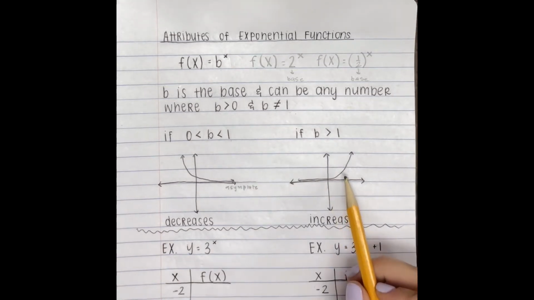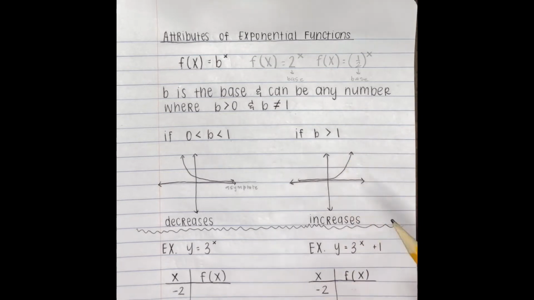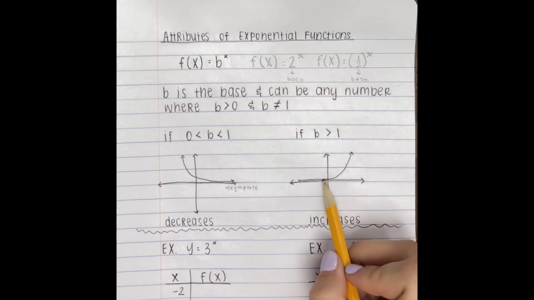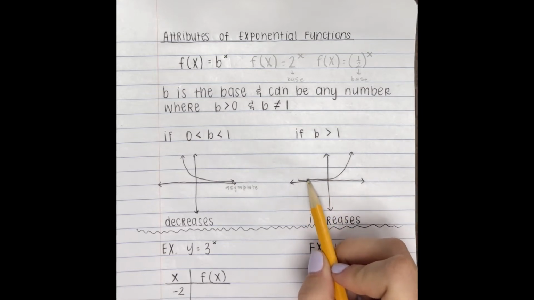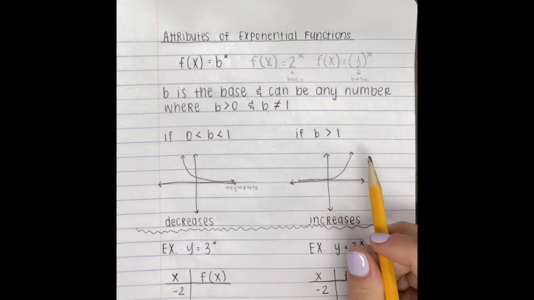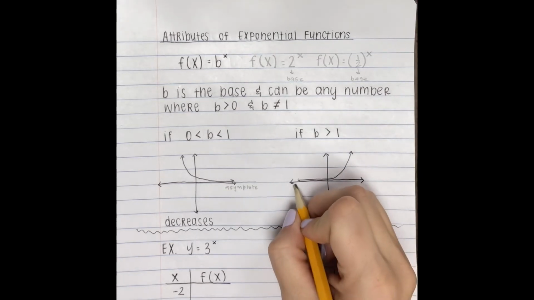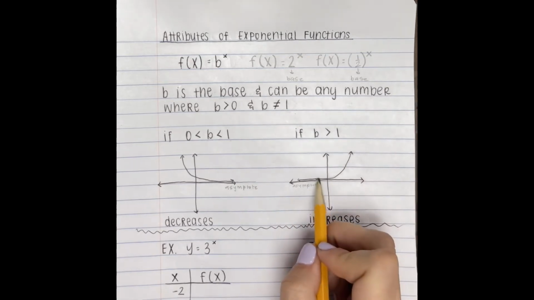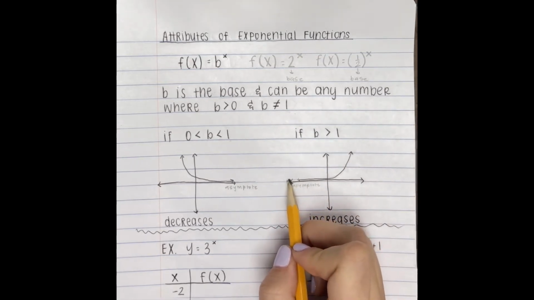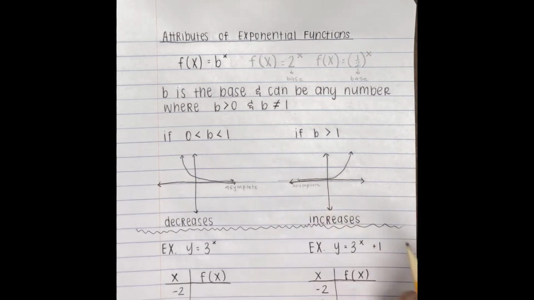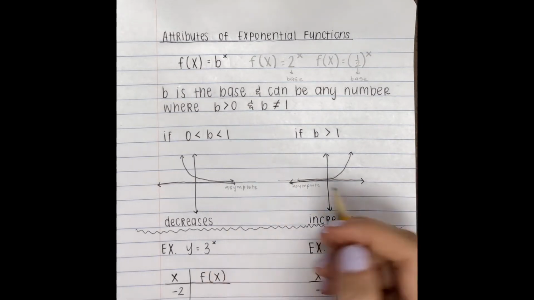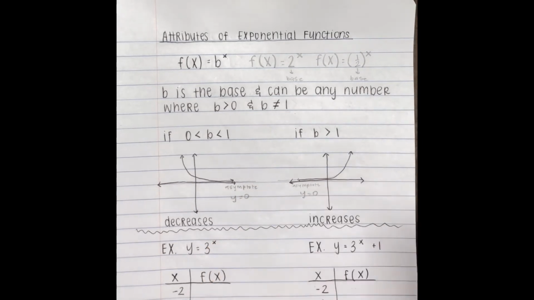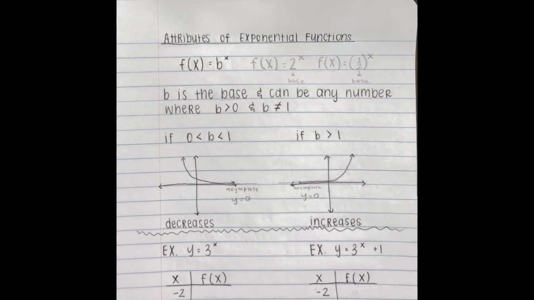And then if b is greater than 1, then it's going to be increasing, okay? So still, it's never actually touching 0, but then it's going to be increasing on the right. So once again, this would be your asymptote because it's never going to actually touch that. It's just going to keep getting closer and closer and closer to 0, but never touch, okay? So for these two cases, we would have our asymptote be y equals 0. And that's exactly what an asymptote is, okay?